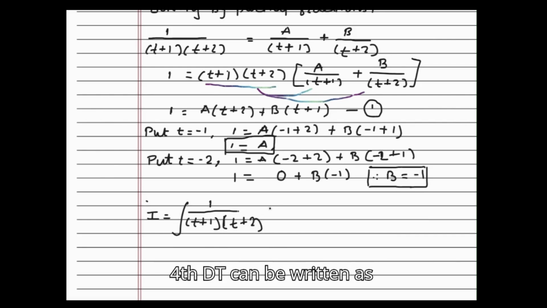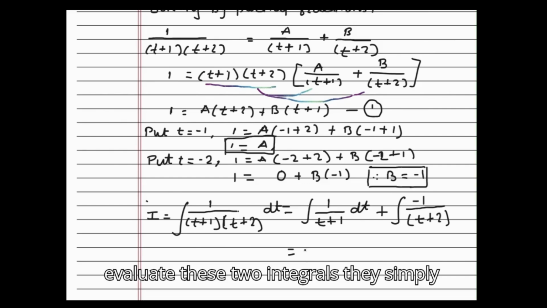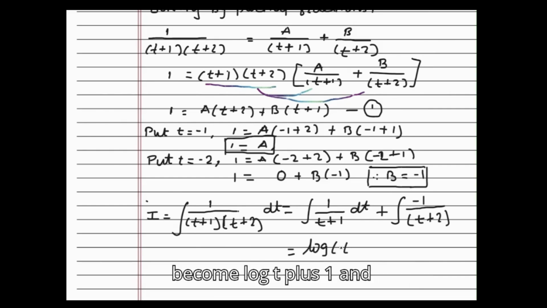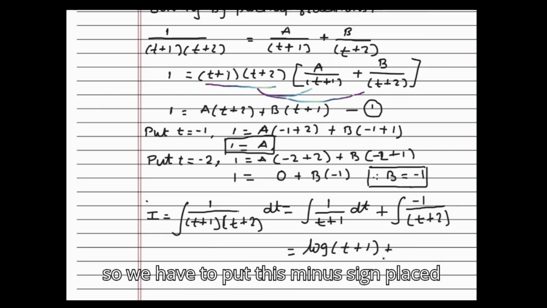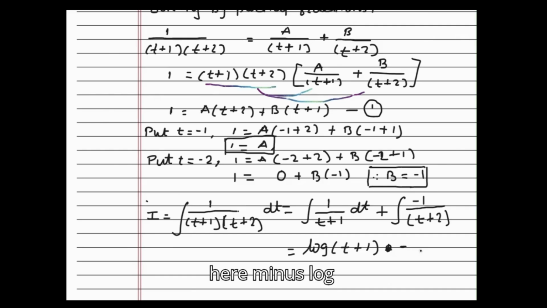This integral dt can be written as a separate integral: the first term is 1 upon t plus 1 dt, and the second term is minus 1 upon t plus 2. It is very easy to evaluate these two integrals. They simply become log of t plus 1, and minus log of t plus 2.